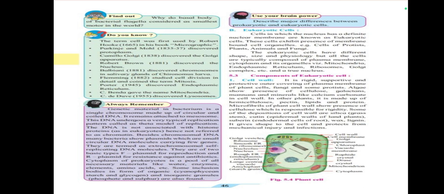Some of the depositions in the cell wall are silica in grass stem, cutin in epidermal walls of land plants, suberin in endodermal cells of root, wax, and lignin. It gives shape to the cell and protects from mechanical injury and infections.